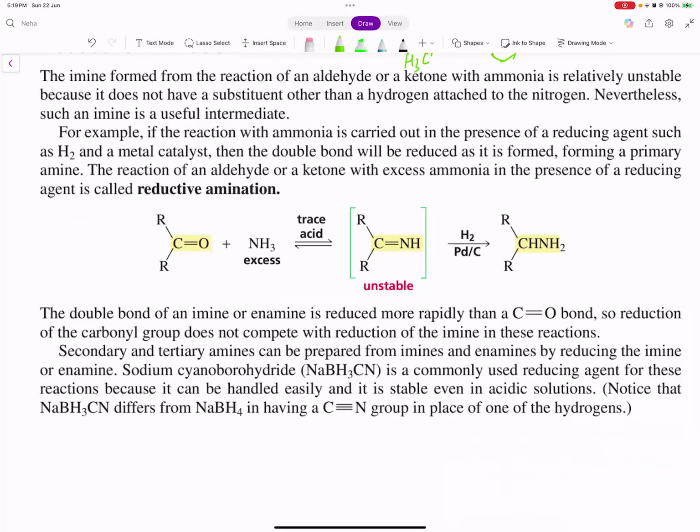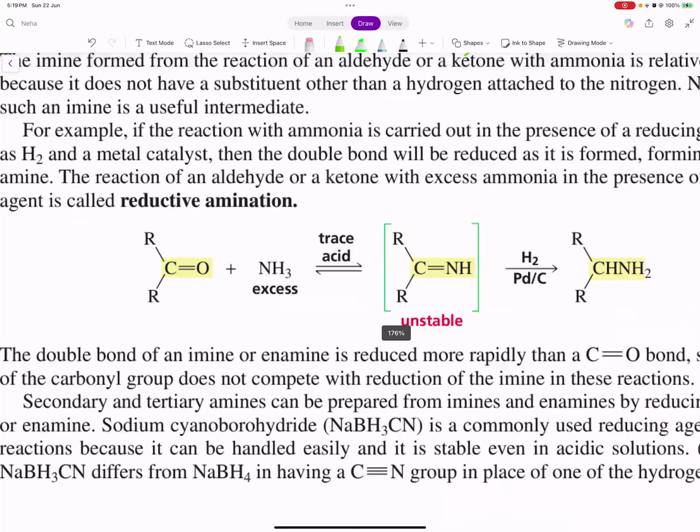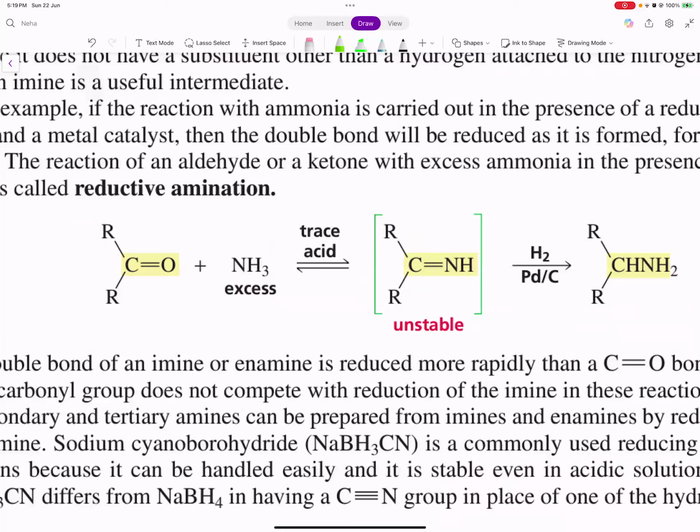Okay, reductive amination. This is a very fancy, nice way to make amine. See, what we do is we treat it with ammonia and we'll get this. And this is unstable, and immediately we add H2 palladium to it. H2 is added, we get amine.